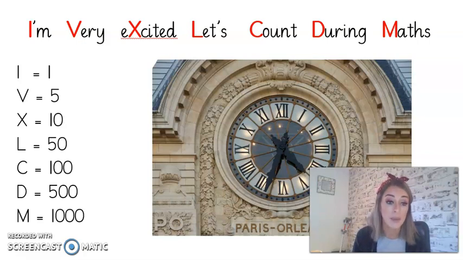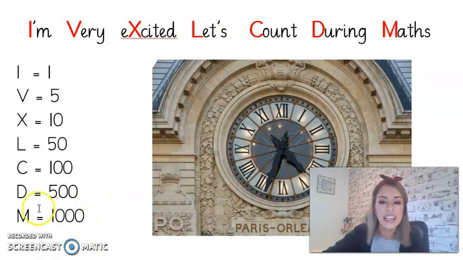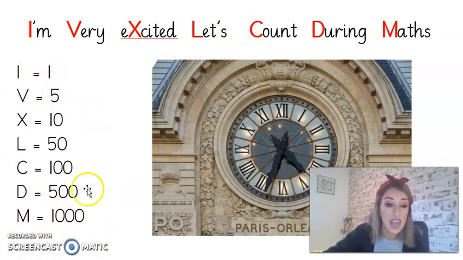And it helps you to remember the correct order for the letters, and it goes like this. I'm very excited. Let's count during maths. And you can see that I've highlighted some letters red there. That is because those are the letters that you need to remember for your Roman numerals. Now, throughout today's lesson, I am going to leave this little mini knowledge organizer on the side to help you.